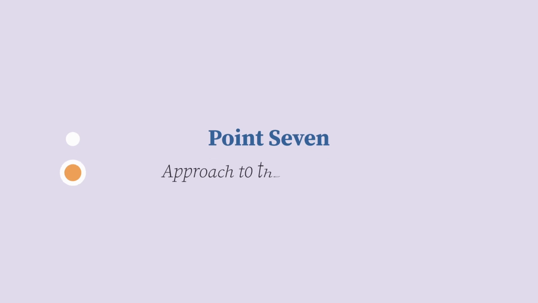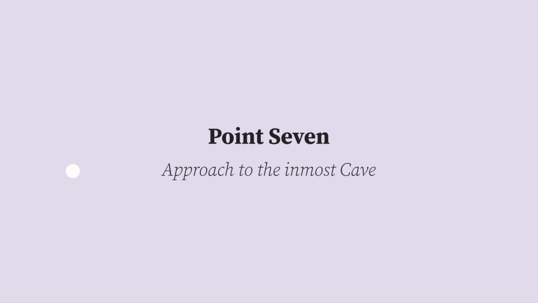After you've established all of that, you now move to the seventh beat. The seventh beat is approach to the inmost cave. Now, because your hero has now passed all of these tests, he is now closer to achieving his goal. So the seventh beat, that's what you're going to establish.